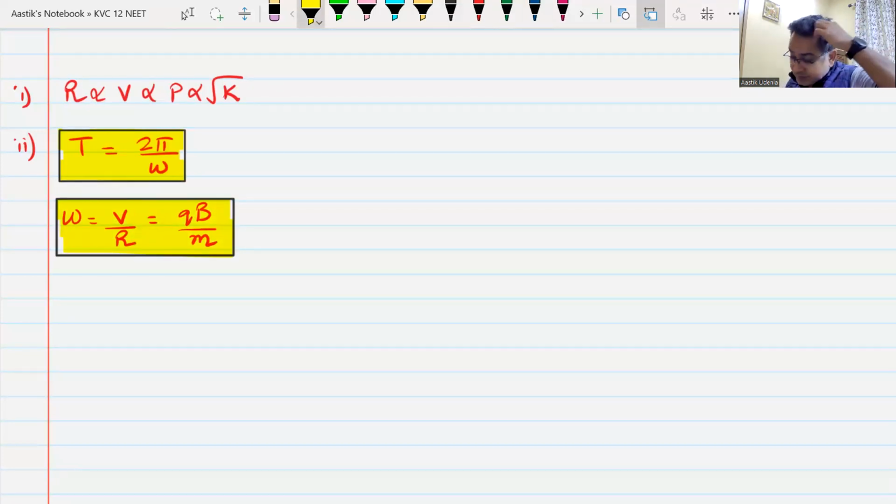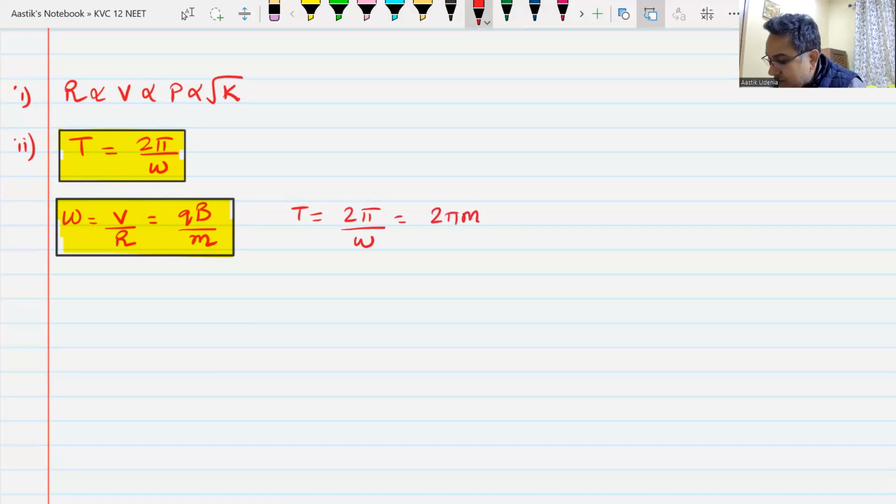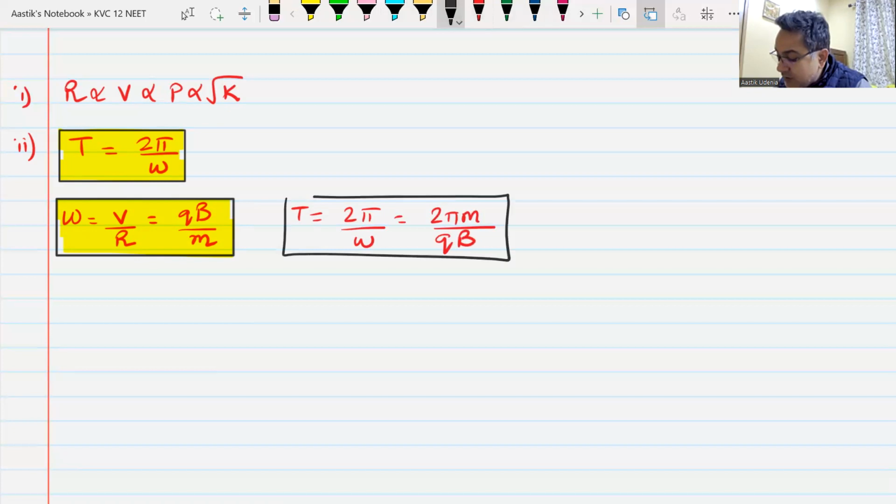That means omega does not depend on velocity. Once we understand omega, you can also write the time period. Time period is 2 pi by omega. So the formula for the time period becomes 2 pi m by qb. 2 pi m by qb becomes your formula for the time period.